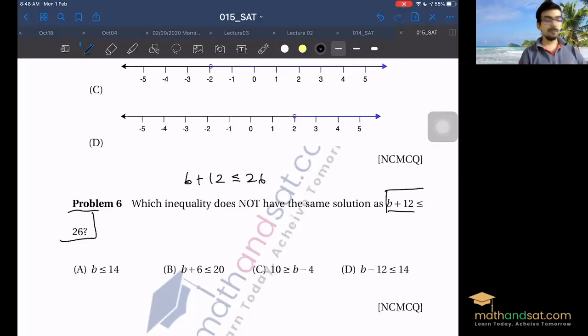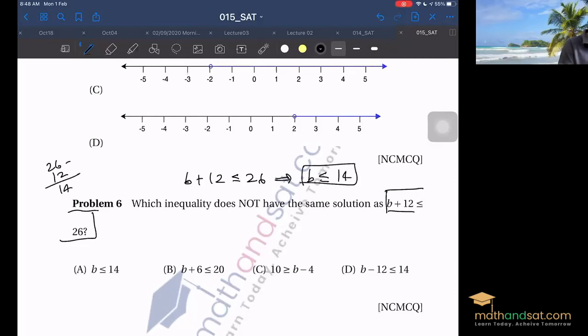Again, to get the solution to this inequality, you have to get rid of the operations that are applied to the variable. You see that 12 is added to b, so you have to subtract 12 on both sides. So we have our solution as b less than or equal to 26 minus 12, which is 14. B less than or equal to 14 is the solution.